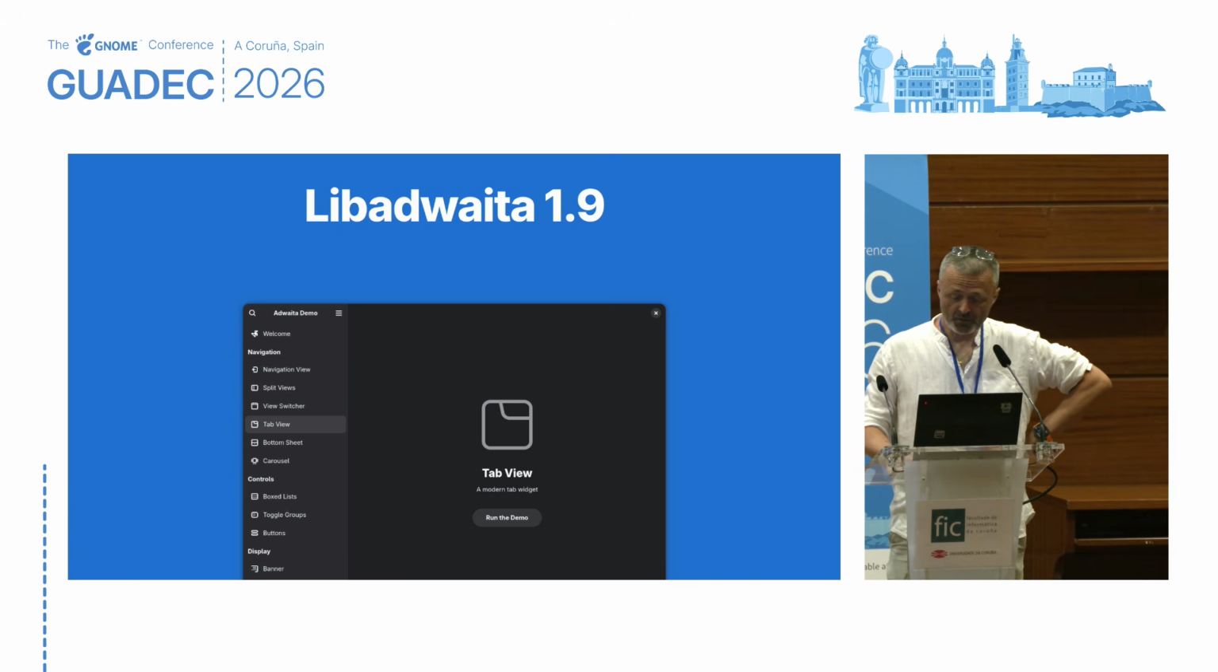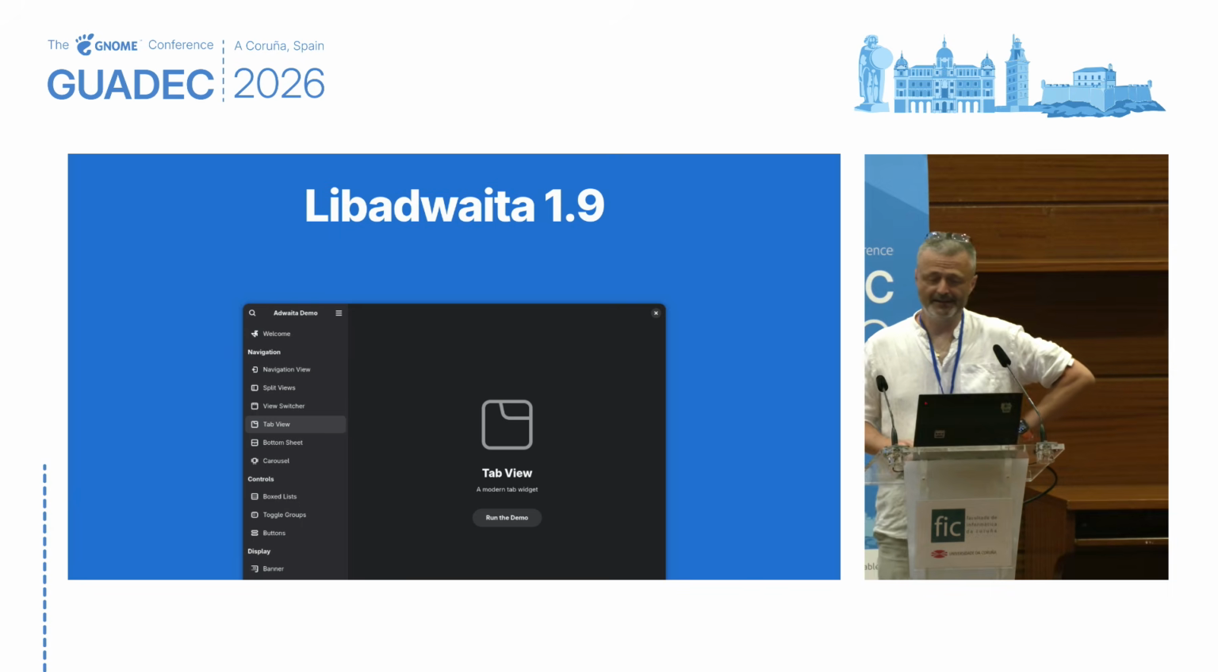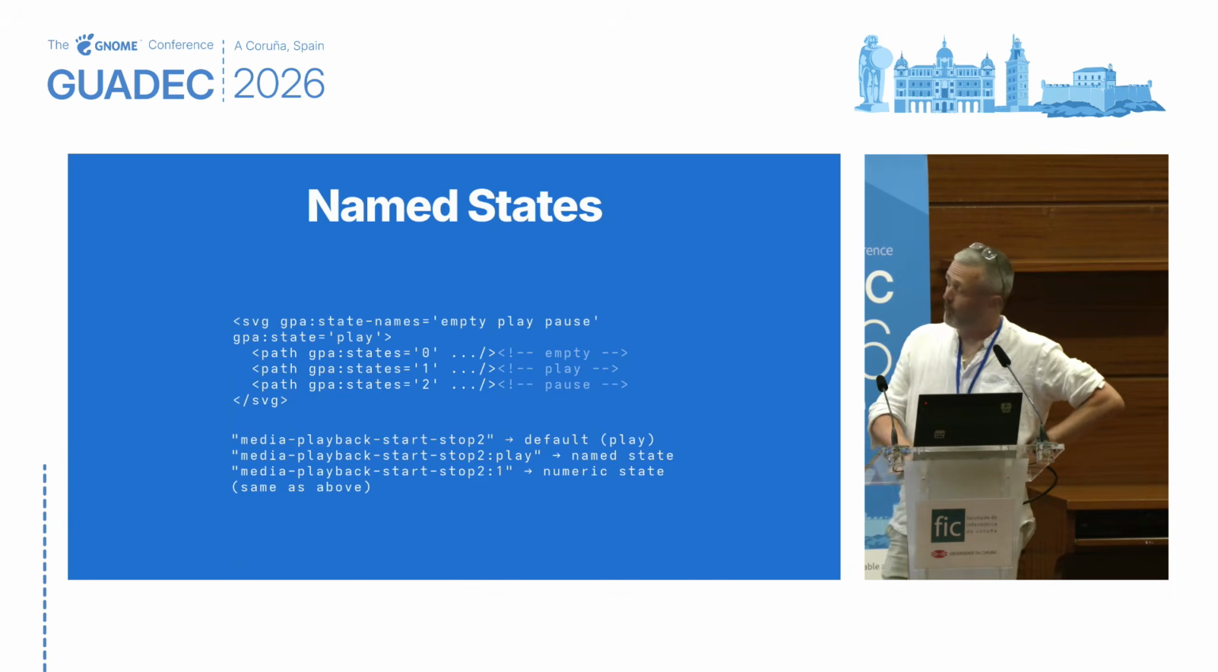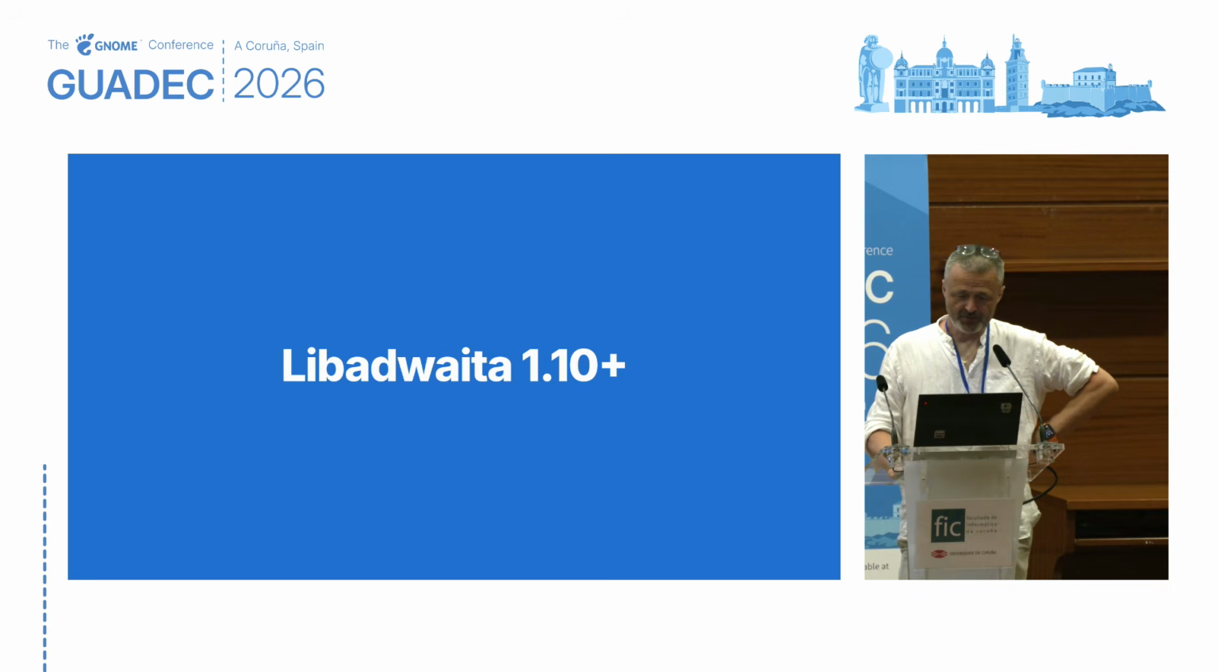Also, Alice, being the first one to use it, actually figured out that it's not very ergonomic or convenient to be using just conventions to call the states by integers. So now we have named states. When you look up an icon, you can look it up by name and then provide the state as a name as well. I think I'm going to skip over that.